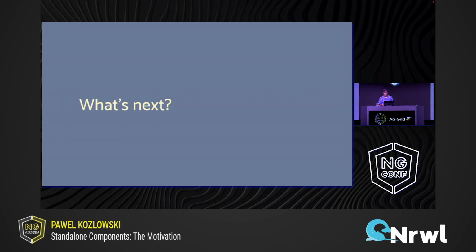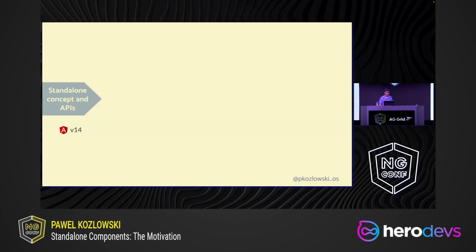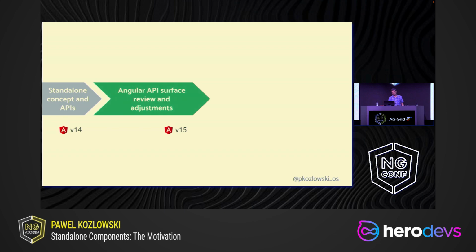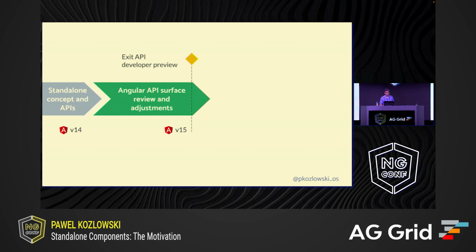Now, are we done with this project? Well, not quite. We've got some other plans. So v14 gave us those standalone initial APIs. What we are doing in the version 15 timeframe is the review of the entire API surface of Angular. So we are going to all those places which take NgModule or a component type and making sure that those work with the standalone components. As soon as this review is done, we are happy with the API surface, and we are not hearing about problematic use cases from you, we plan to make the standalone APIs stable and exit the developer preview.